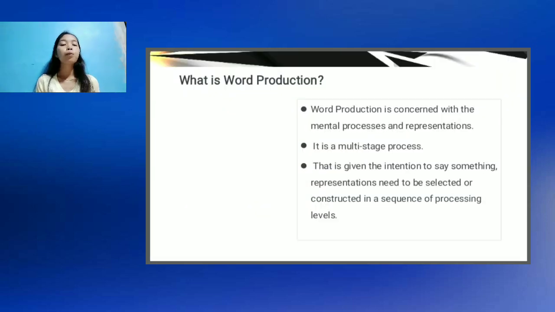Let's talk about what word production is. Word production is concerned with the mental processes and representations. It is a multi-stage process that is given the intention to say something. Representations need to be selected in a sequence of processing levels. Each of these processing levels is specialized and represents a particular type of knowledge, such as meaning or form.